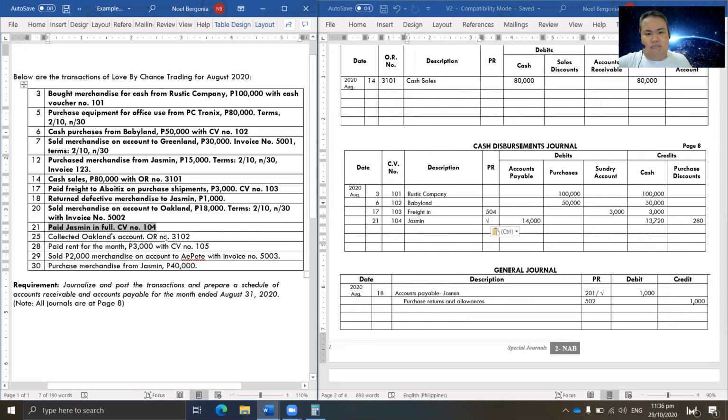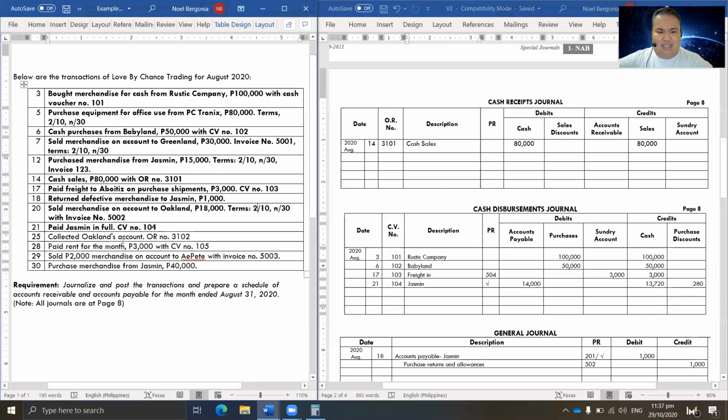Okay, very good. Next, no, we have Oakland naman, 25th. Okay, collected Oakland's account, OR 3102. So what does it mean? Nakakolekta na tayo kay Oakland and si Oakland po ba ay kailan bumili? On the 20th. Ayan, nakita mo may 2/10 and over 30 rin. So what does it mean? Nakolekta natin within the discount period. So we will give discount to Oakland. Okay, so saan papasok yan? Special journal? Very good. Cash Receipts Journal since, okay, it is a collection.